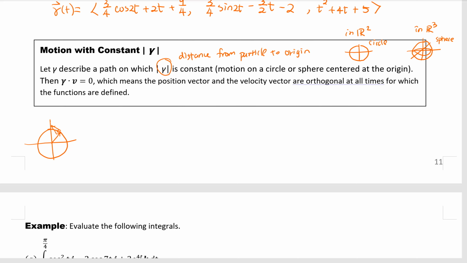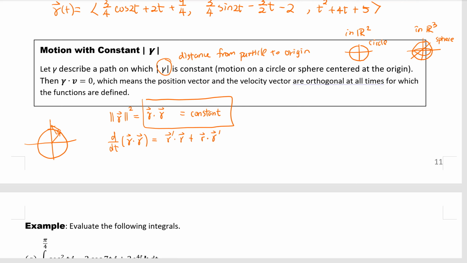Well, let's use the fact that the length of the position squared equals gamma dot gamma, right? And this is constant. Now let's take the derivative of this. We get the derivative dt of gamma dot gamma. Well, this is gamma prime dot gamma plus gamma dot gamma prime.